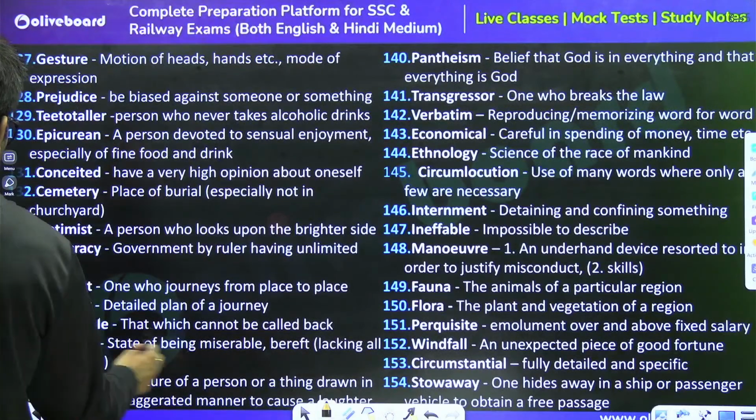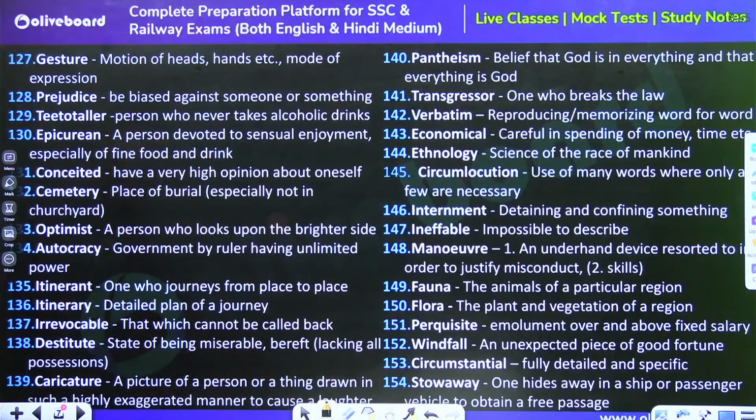Destitute, a state of lacking all possessions. When one has nothing, he's supposed to be miserable, bereft, lacking all possessions.